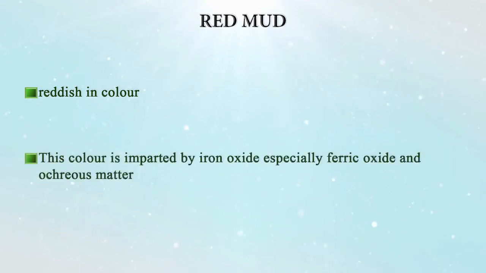Blue muds contain about 35% of calcium carbonate, and they are found mostly in the Atlantic Ocean, Mediterranean Sea and Banda Sea. Now red mud, as the name suggests, is reddish in color, and the color is imparted by iron oxides, particularly ferric oxide and ochreous matter.